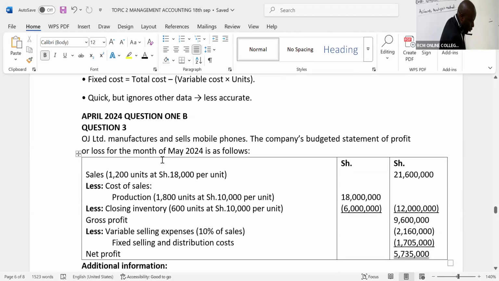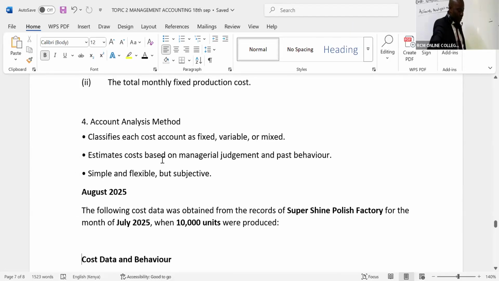So have you gotten this handout? If you look at this handout, chapter 3, there is a place where they're talking about the account analysis method. You don't even have to look at it. Just look at me, and you'll understand what I'm talking about. You can read that later. So under account analysis method, we shall classify each cost item as either fixed, variable, or mixed.